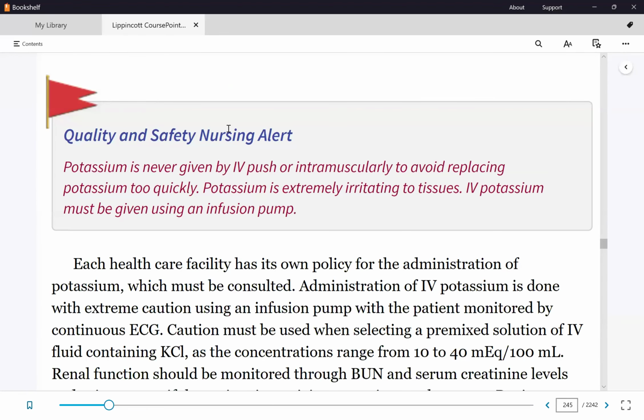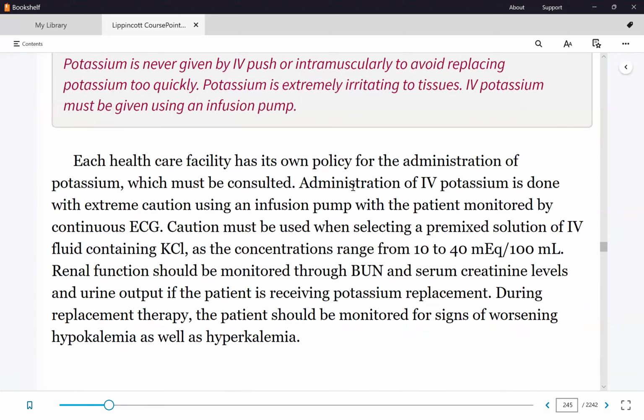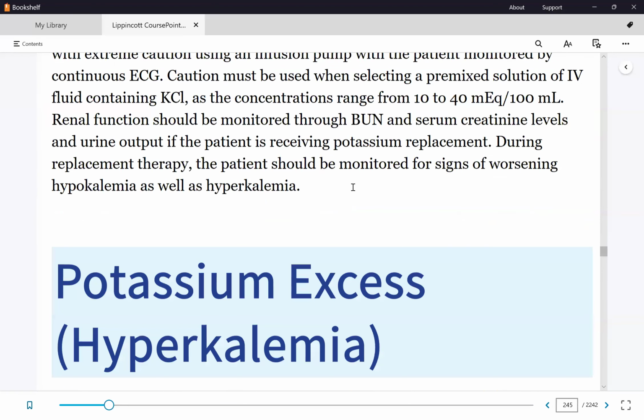All right, so here are your warnings again. Never give IV push, never IM. And the limitation. Okay, so let's look at the limitation.